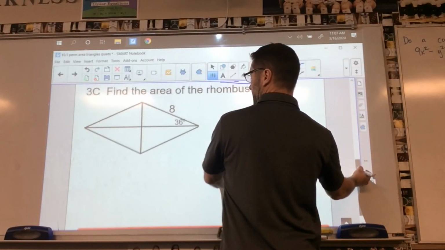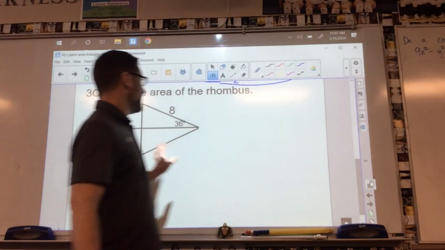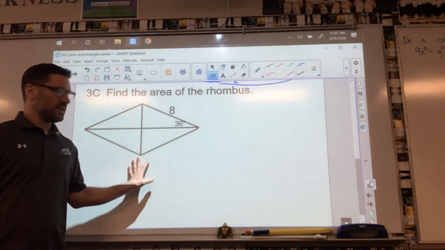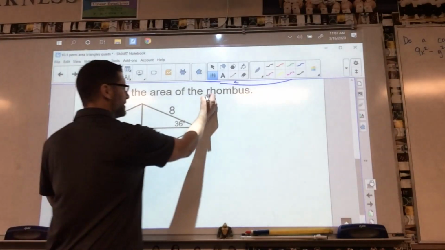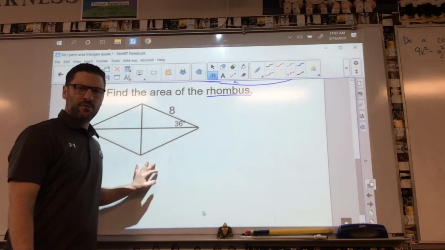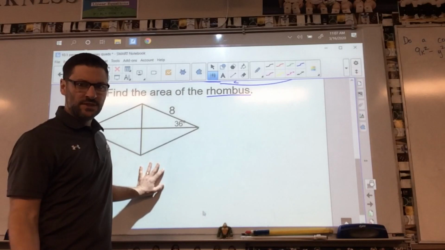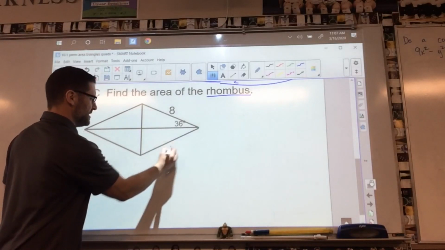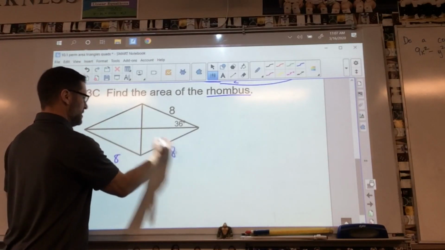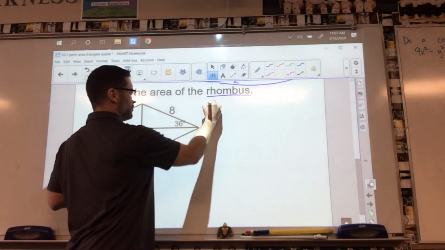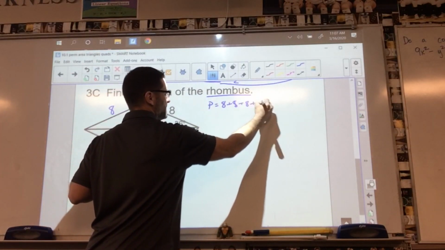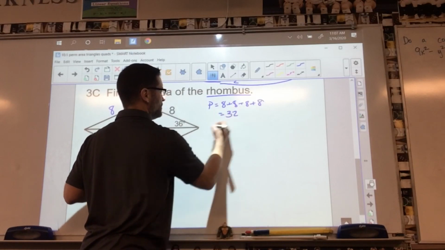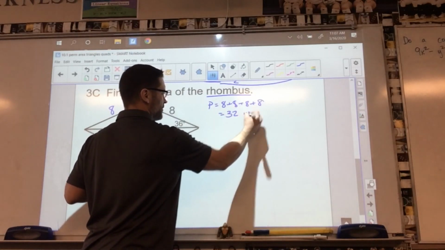And 3C, the last one, find the area of this rhombus. And I know the perimeter, it's a rhombus. Can you think about and say the perimeter right now to yourself? Yep, 8, 8, 8, and 8. Perimeter of this rhombus is 8 plus 8 plus 8 plus 8, or 32 units.